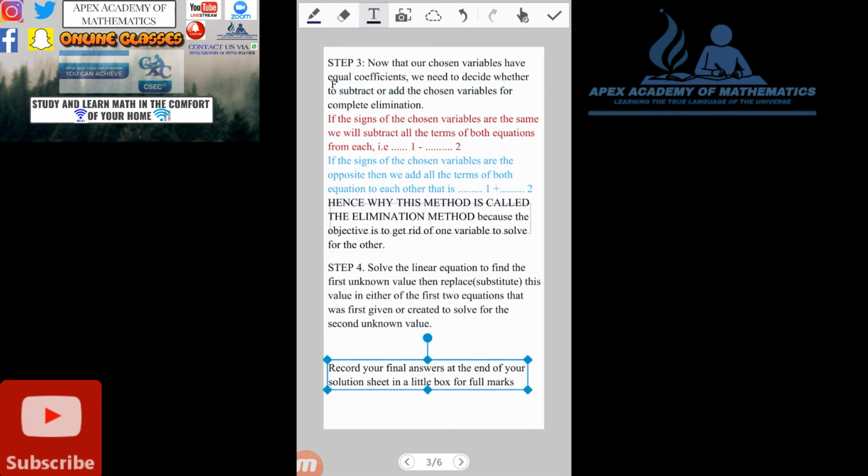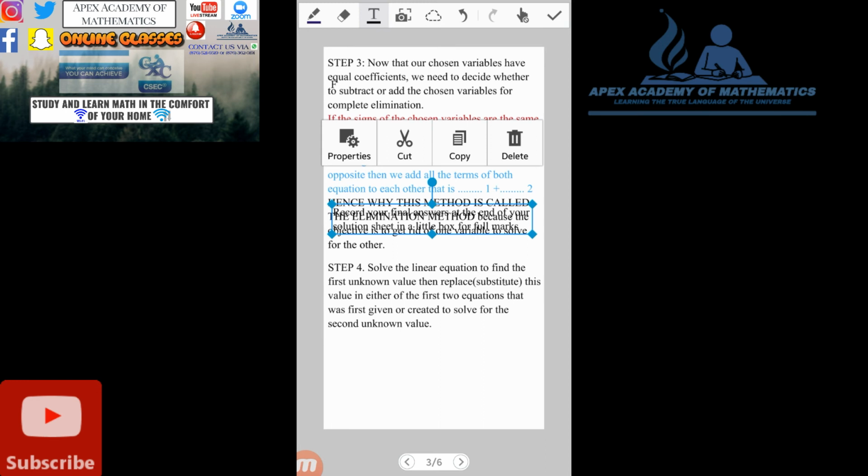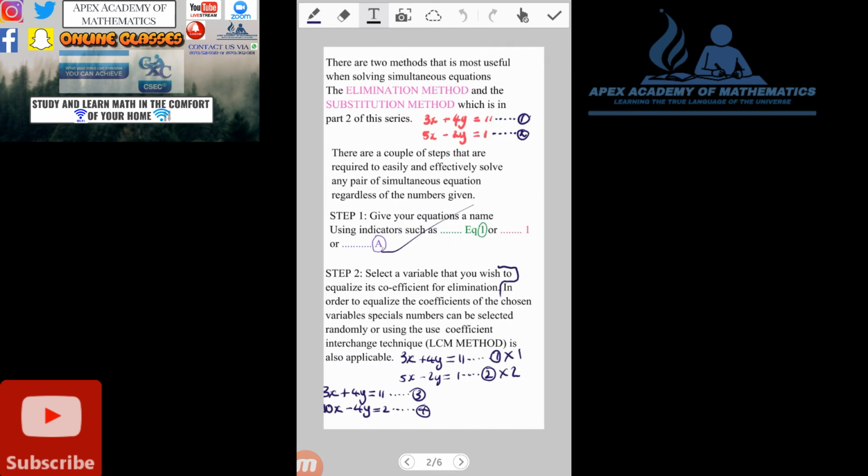So what we're going to be doing is replacing that value that we got, x is equal to 1, in either of the first two equations that were first given or created. So if you go back to this page over here, the equations that were given to us were 3x plus 4y equals 11 and 5x minus 2y is equal to 1.